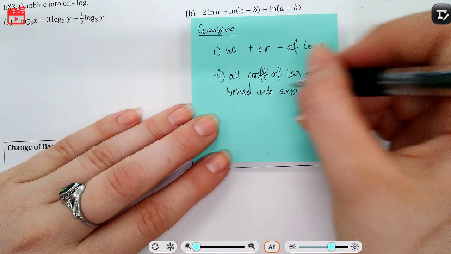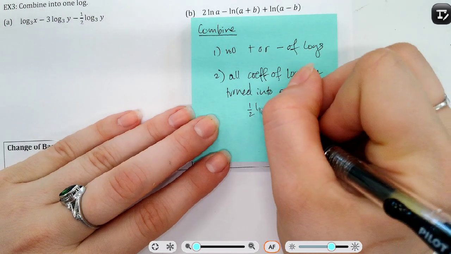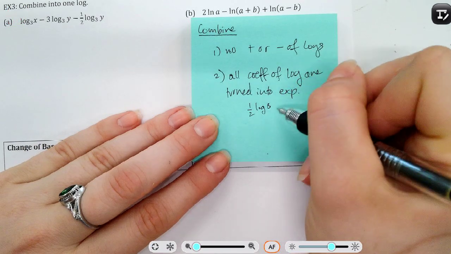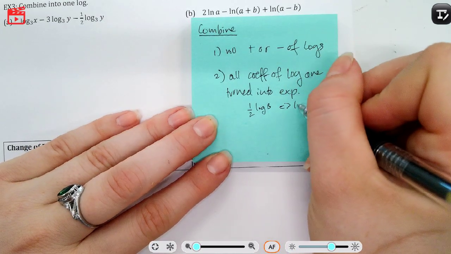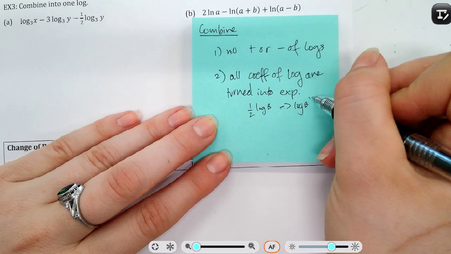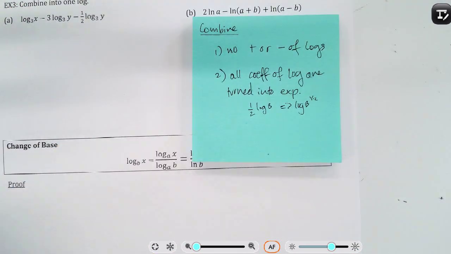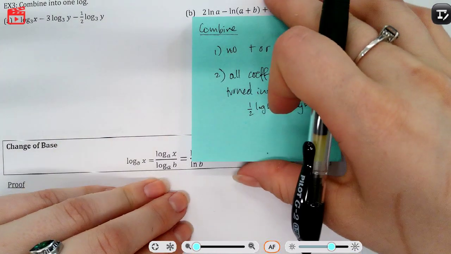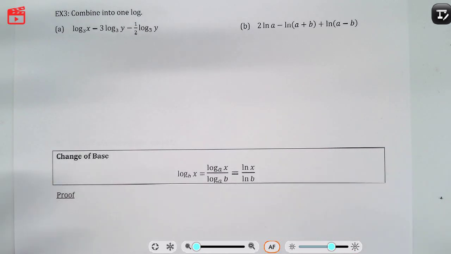All right, so for example, what do I mean by this? Well, we want to change it where the coefficient is now the exponent. So we're going the exact opposite of what we just did. Kind of like an accordion, expand and contract.